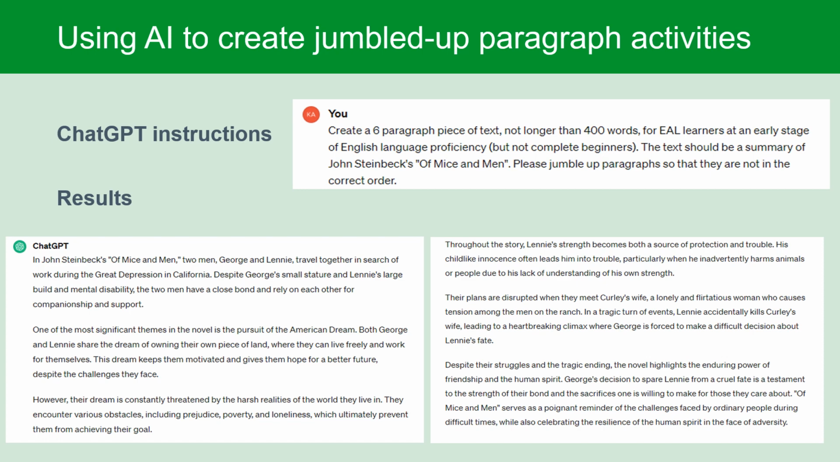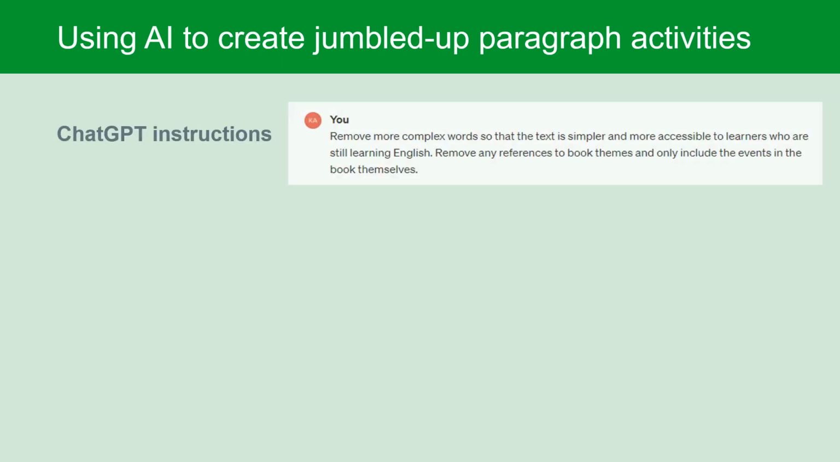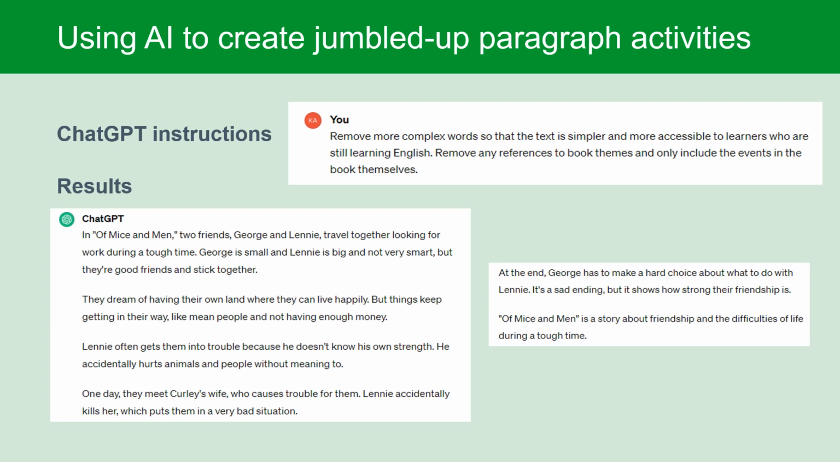Let's give ChatGPT an additional prompt so that this initial output is improved. Our new prompt for ChatGPT is: remove more complex words so that the text is simpler and more accessible to learners who are still learning English. Remove any references to book themes and only include the events in the book themselves. Now you can see that the outcome is much better.